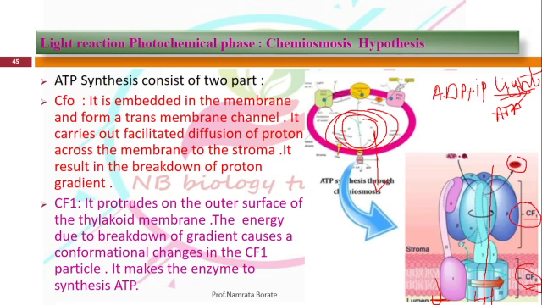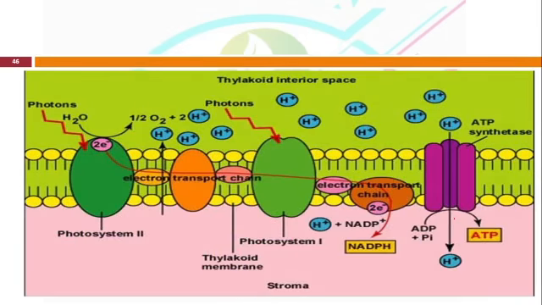The CF0 is embedded in the membrane. This one is a lipid protein present in the membrane. It carries out the facilitated diffusion of protons across the membrane, which results in the breakdown of the proton gradient. On the outer surface of the thylakoid membrane is the CF1. The energy from the breakdown of the gradient causes conformational changes in the CF1, which makes the synthesis of the ATP molecule.